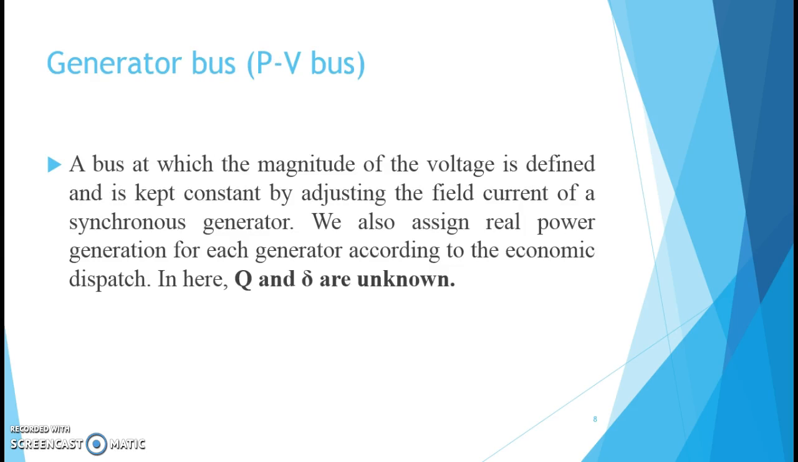In the generator bus, the real power generation and voltage magnitude are specified. The voltage magnitude is always assumed as 1 per unit, because it can be regulated with the help of a voltage regulator. The real power generation is also specified in the generator bus. Here we have to calculate the reactive power generation as well as the bus phase angle.